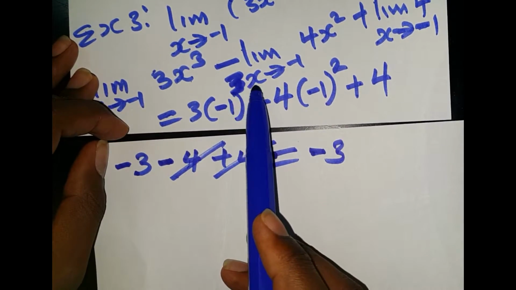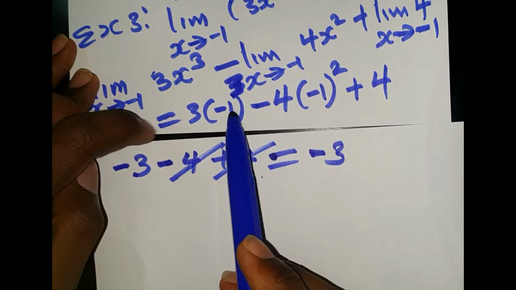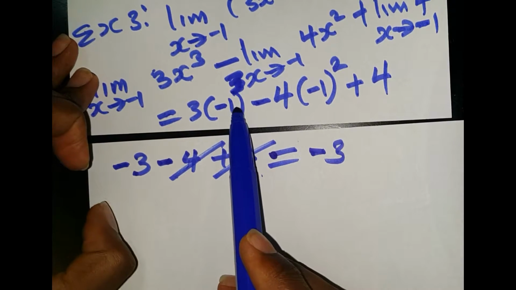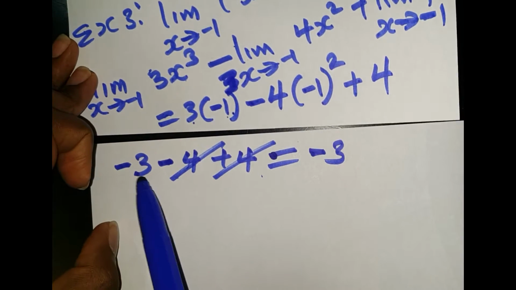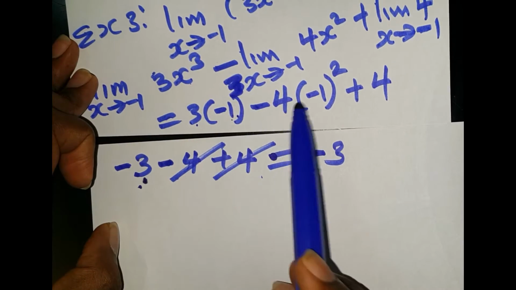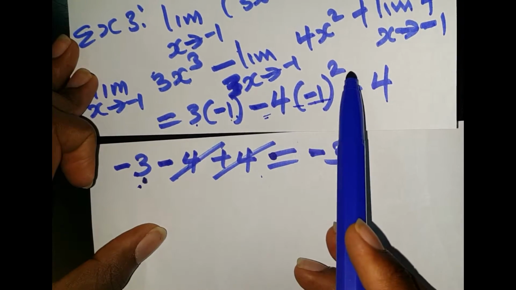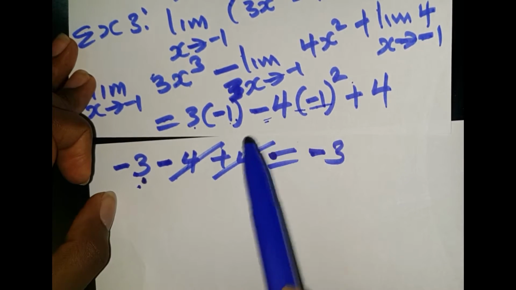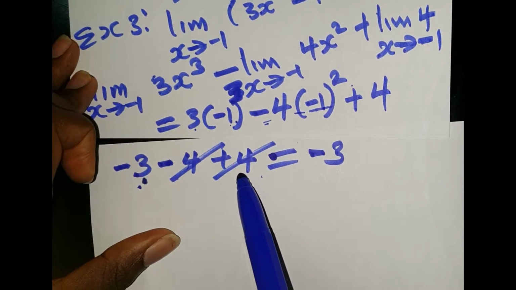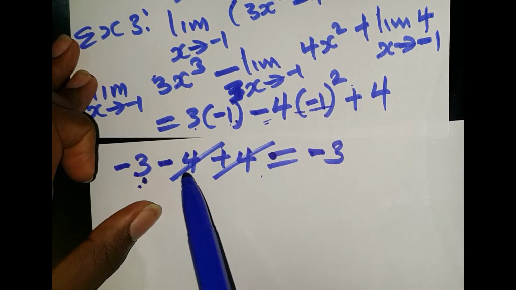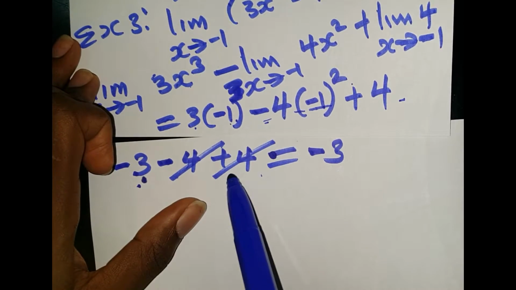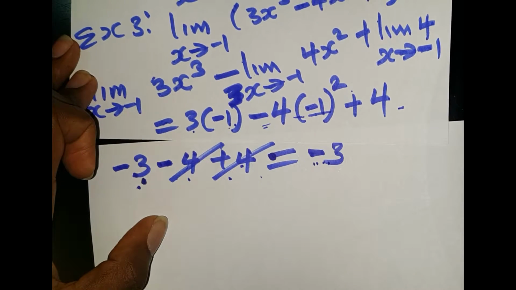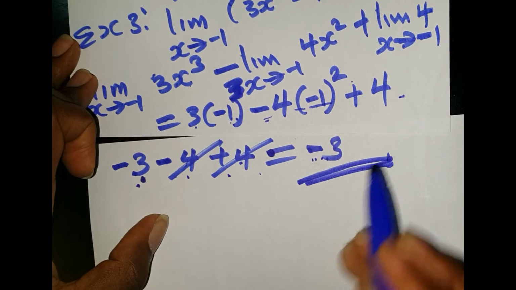Because minus 1 raised to power 3 will give us minus 1, and minus 1 times 3 is minus 3. That's how we got this. And this minus 4, minus 1 raised to power 2 will give us 1, that's 1 times 4, that's minus 4, sorry. And this plus 4 will come here. Then this minus 4 and plus 4 will cancel each other. That's how we obtain minus 3 as our answer.